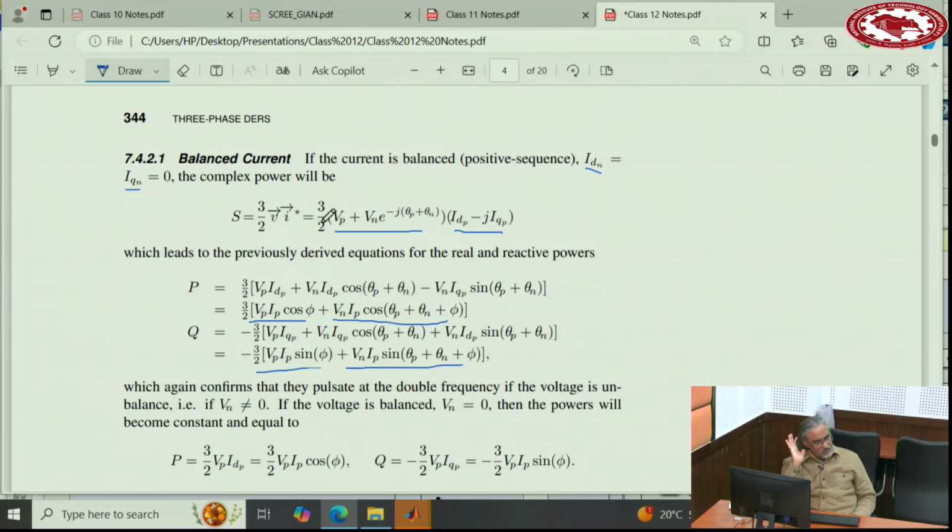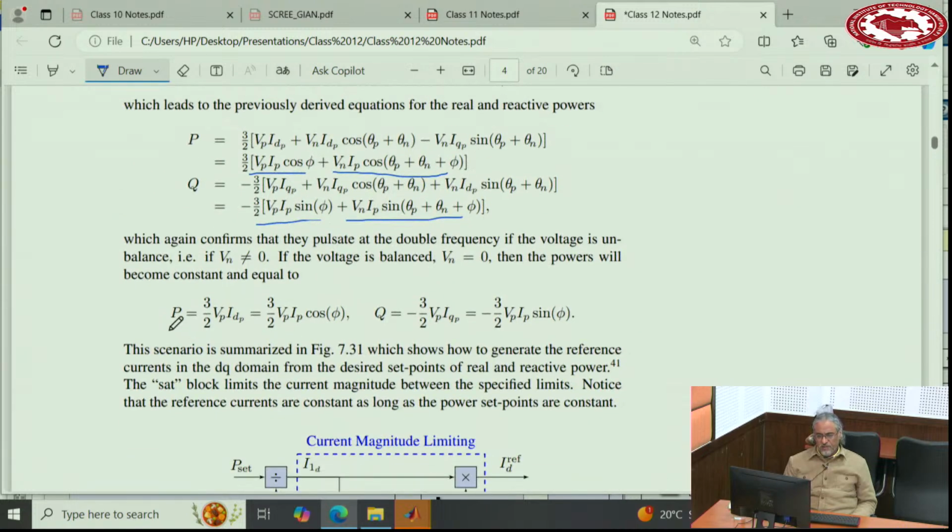So as expected, and as we said before, your real power and reactive power, if the grid voltage is unbalanced but the inverter only injects balanced current, both of them will have pulsation. But the DC value should be equal to the set point.